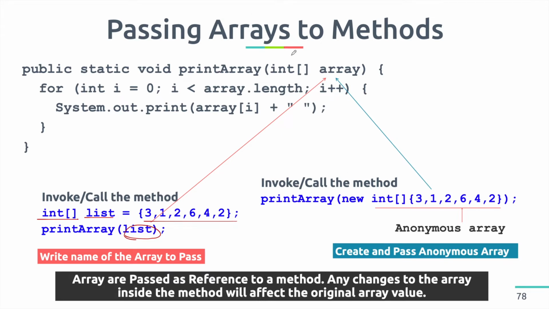If we use an anonymous array, then instead of sending a named array, we will send an array that doesn't have a name. So we will send new int and then the square brackets to say that it's an array, and then the values within that array. So this is an example of an anonymous array.